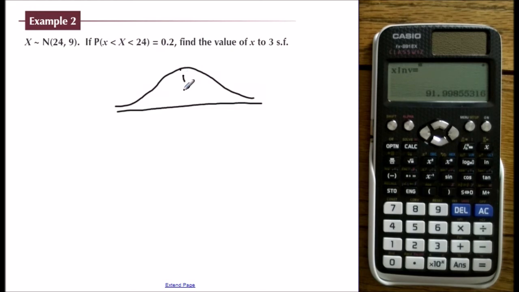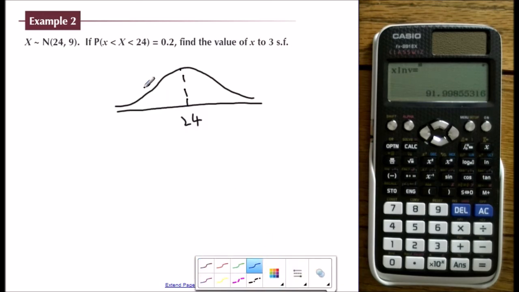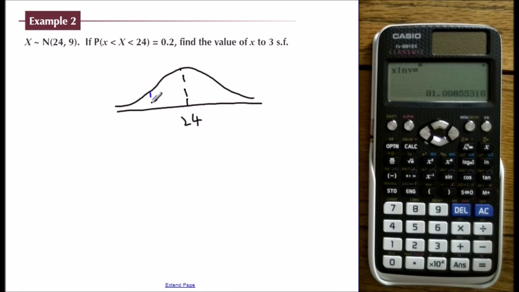So a mean of 24 and an area from x up to 24 of 0.2. Have a quick think yourself about how we're going to split this up into two different probabilities that we can write down.